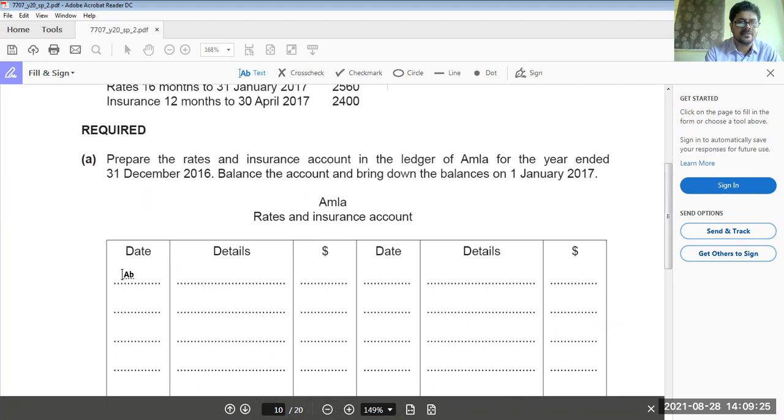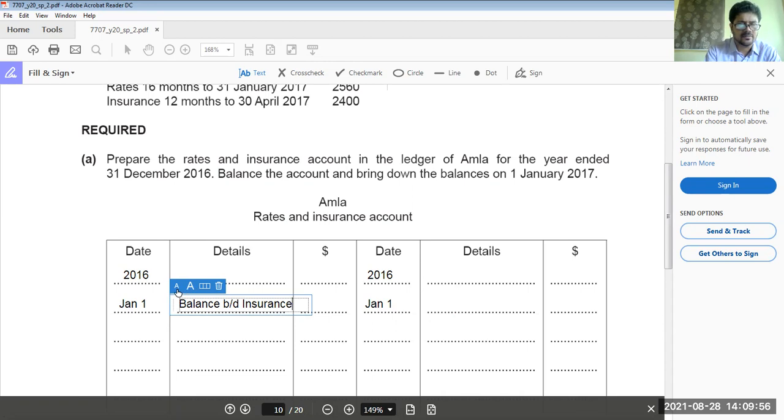first we will write here 2016, here 2016, done. Then we will write here January 1st, Jan 1, and here we will write Jan 1. Balance BD for insurance because asset, it's going to appear over here.